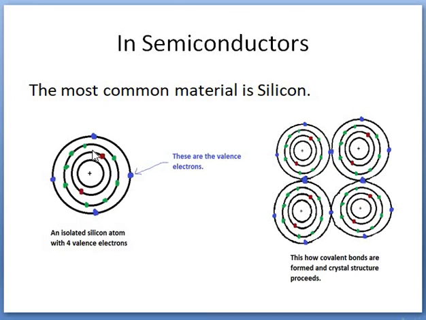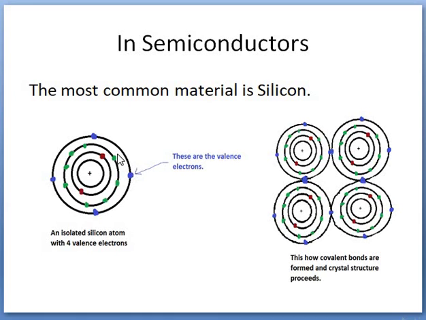On the left, I have tried to show you a simple picture of an isolated silicon atom. This is how it looks like. It's a tetravalent structure. Around the nucleus, we have two shells which are completely filled. So these electrons have stable energies. This is the third shell, which is the valence shell. It has four electrons in it, and that is why it is called a tetravalent structure.